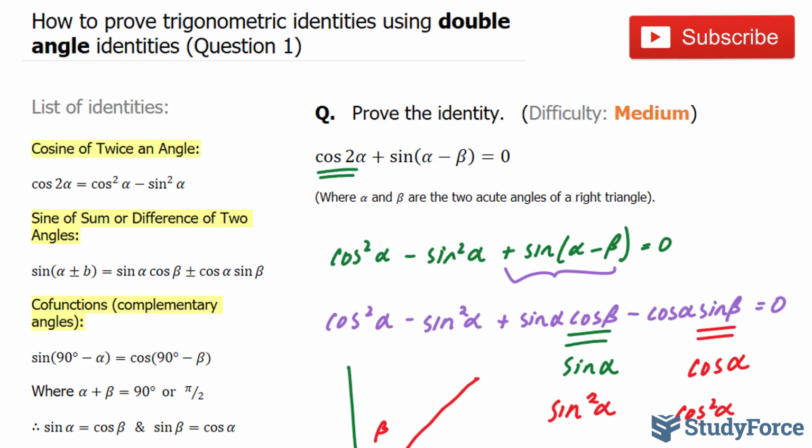And there you have it. We just proved the following identity, and that is how to prove trigonometric identities using double angles. Make sure that you watch question 2 for another example.